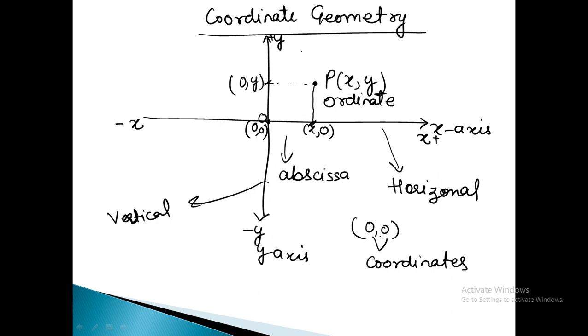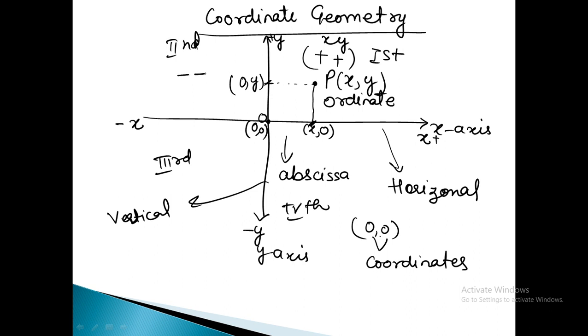And this quadrant is positive. These are known as the first quadrant, second, third quadrant, and fourth quadrant. In the first, x and y will be positive. In the second, x will be negative and y will be positive. In the third, x will be negative and y will be negative. And in the fourth quadrant, x will be positive and y will be negative.